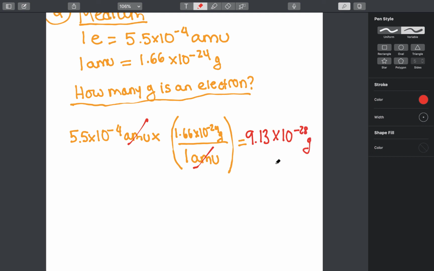Now, we need to put this in the correct number of sig figs. So how many sig figs should we have? Well, let's count. We have 1, 2. And here we have 1, 2, 3. Now, we don't count this 1 AMU because 1 AMU is an exact measurement and people consider it to have an infinite amount of significant figures.